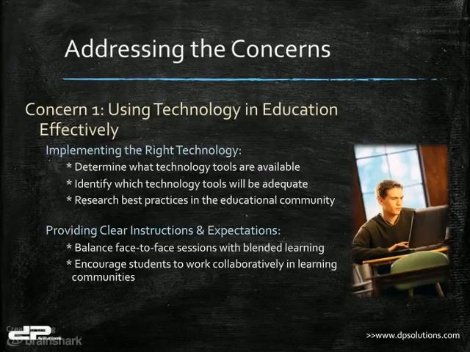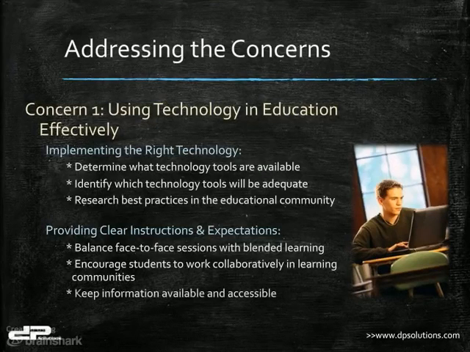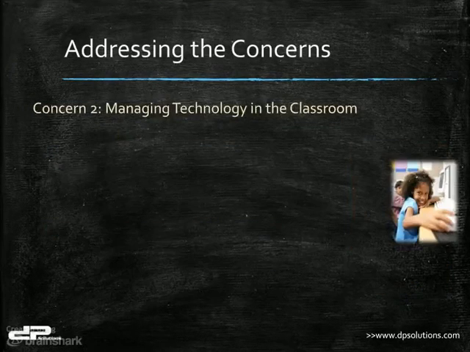Providing clear instruction and setting realistic expectations will require you to keep all information available and accessible. Be sure that students not only have access to the technologies used in your blended learning program, but that they have access to class information when needed. This can easily be accomplished by creating a class website or by posting class information and resources somewhere online.